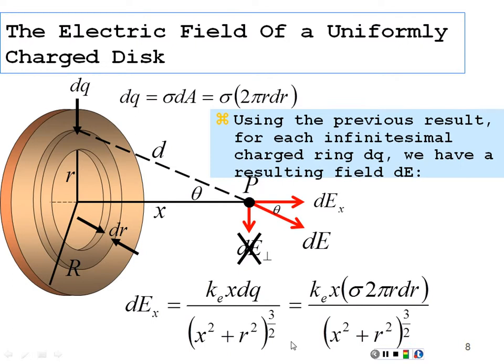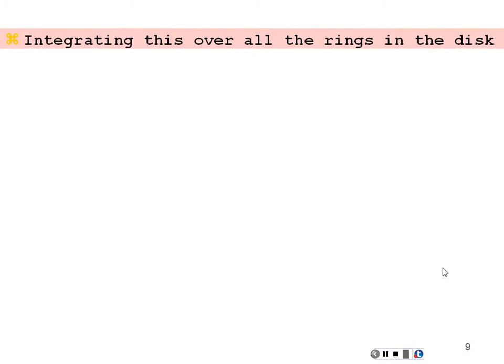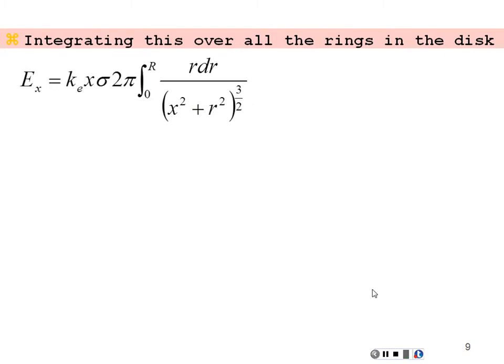And our dq is going to be our surface charge density times 2 pi r dr. We're going to integrate this over the radius of this full disk, take out our constants. So we have k x sigma 2 pi, evaluate this integral from 0 to the radius of the disk, r dr over x squared plus r squared to the 3/2 power.